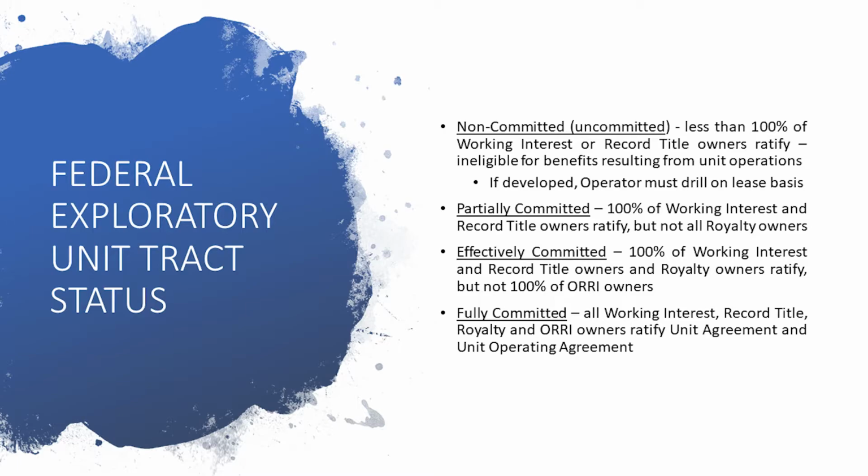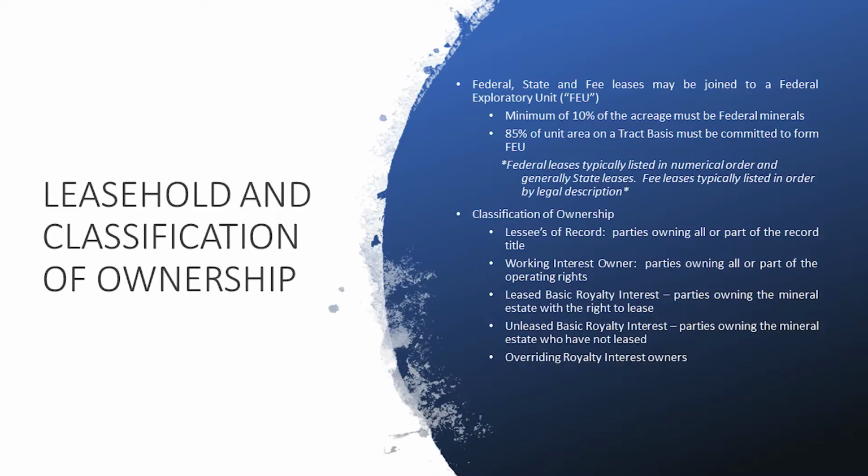And fully committed, the difference between that and effectively committed is if you have overrides or other burdening interests on the leases that also ratify the federal unit. Federal, state, and fee leases, you can join all of them. Typically, it's a minimum of 10% of federal minerals or federal leasehold that needs to be part of the unit.